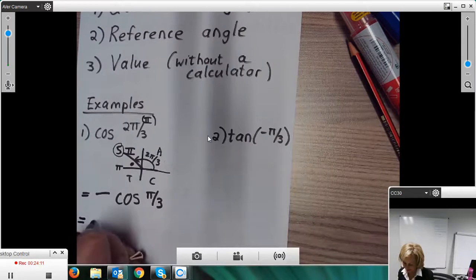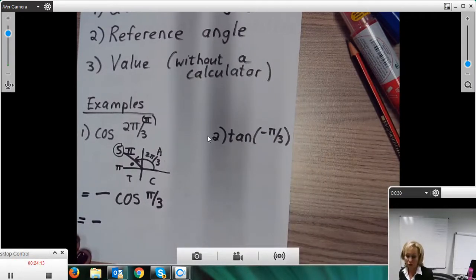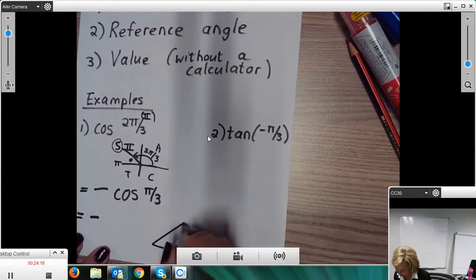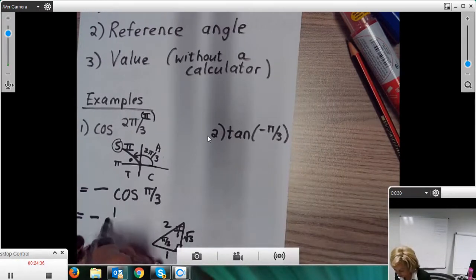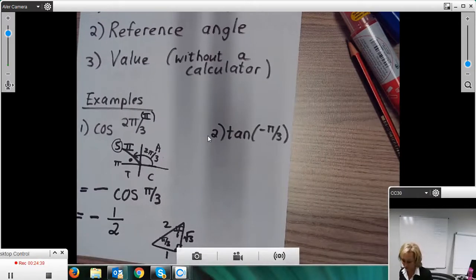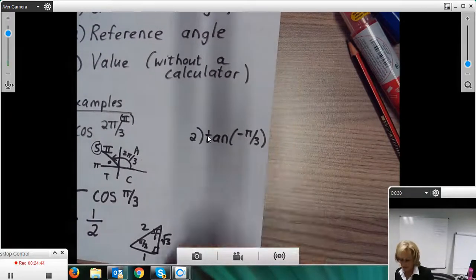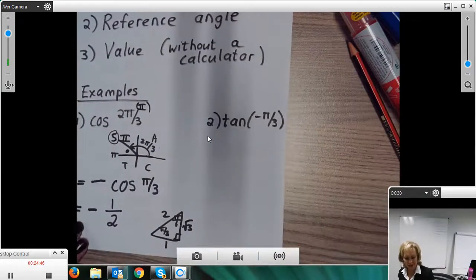Once I've done that, then I can refer to my special angle triangle. So I want the pi by 3 triangle, right? I do a little sketch here. There's my pi by 3. I know that opposite the pi by 3 is root 3, and the hypotenuse is 2. So that's what I've got in front of me. So I want the cos of pi by 3. It's adjacent over hypotenuse. Answer, -1/2. No calculator required. Then, if you've got a negative angle, the procedure is exactly the same.